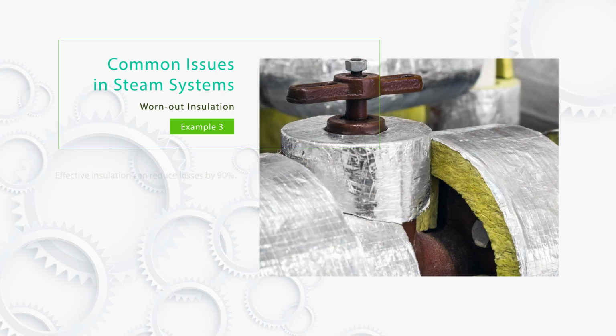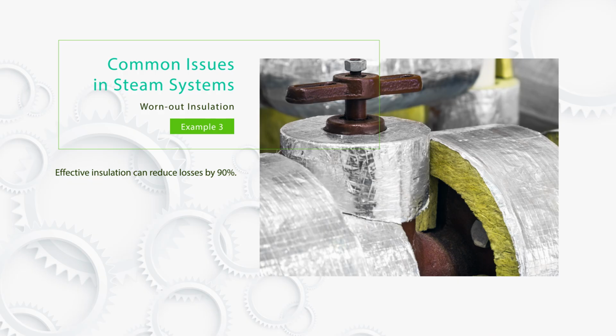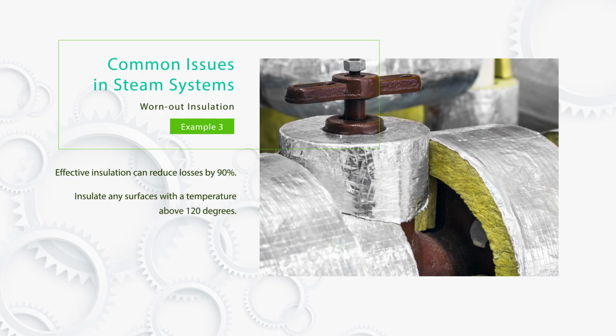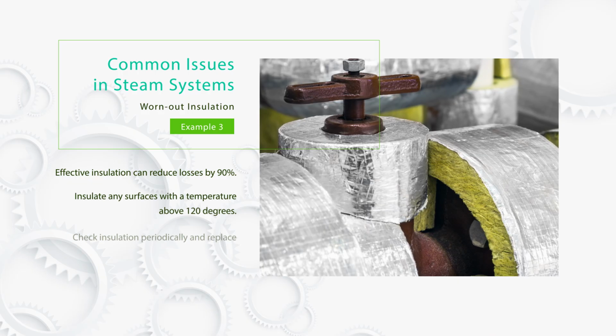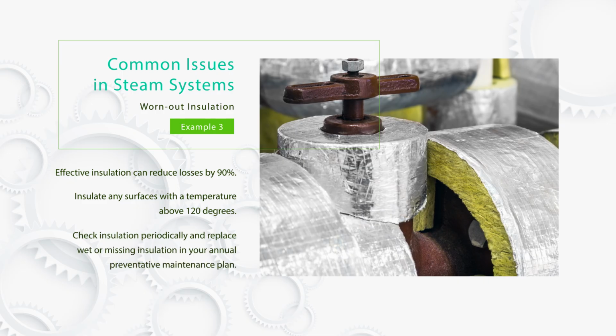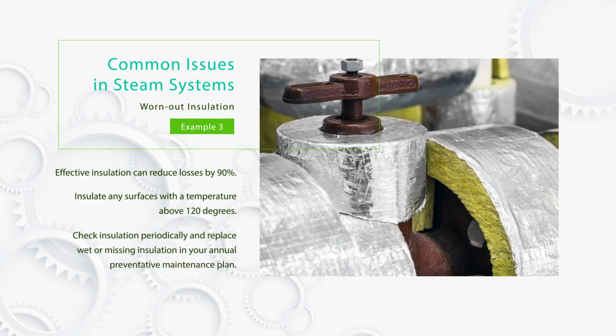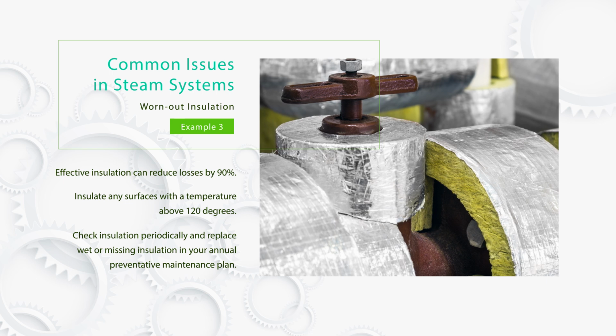Worn-out insulation. Effective insulation can reduce losses by 90%. Insulate any surfaces with a temperature above 120 degrees. Check insulation periodically and replace wet or missing insulation in your annual preventative maintenance plan.